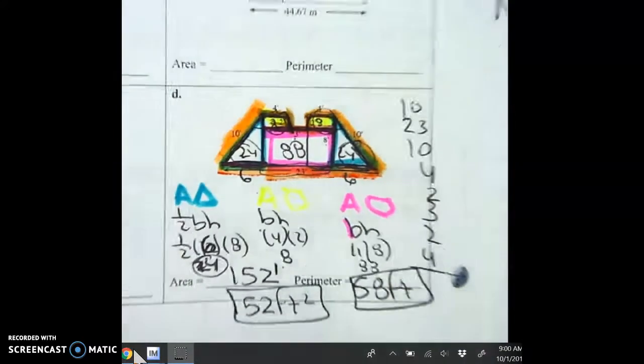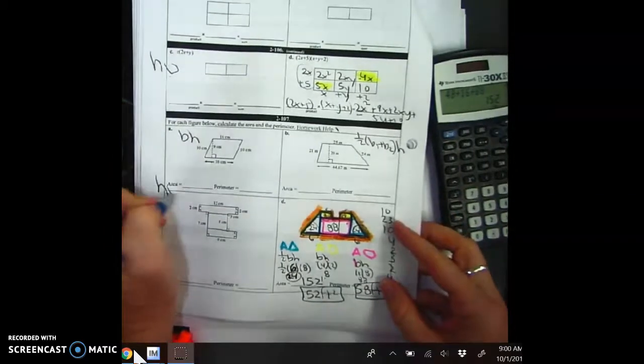So what I need you to do is finish this page as well for homework. So you're going to get that done and then those 3 done as well.